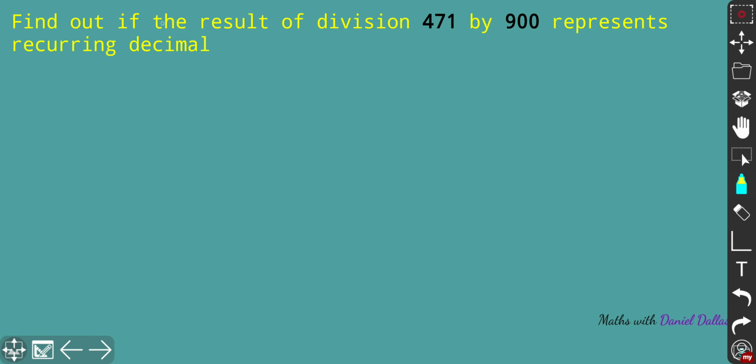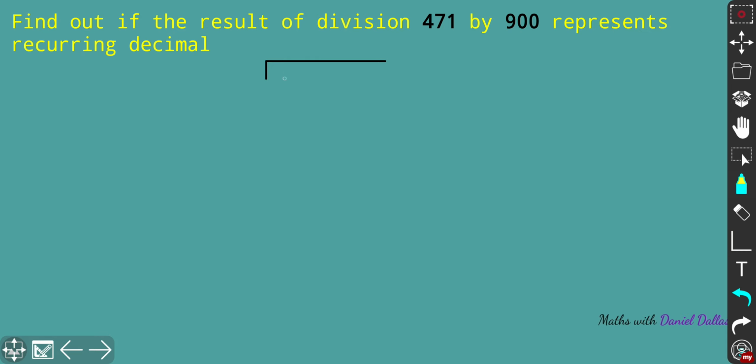You need to find out if the result of dividing 471 by 900 represents a recurrent decimal. So whether it does or it doesn't, we need to check. Okay, so we're doing the same stuff. We're trying to divide 471 by 900.